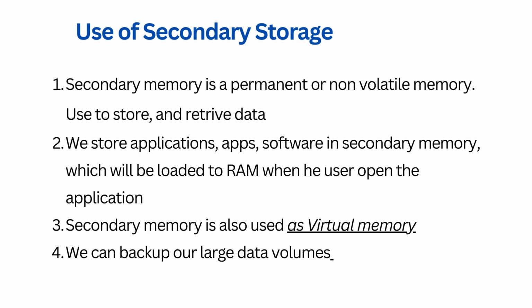So, why do we need secondary memory in the first place? It's pretty obvious, right? Secondary memory is a permanent or non-volatile memory, so we use it to store our data and retrieve that data. We also store our applications, apps and software in the secondary memory, which will be loaded to RAM when the user opens the application. And secondary memory is also used as virtual memory. Virtual memory is the space allocated in a computer to store programs and instructions until they are needed or being used.